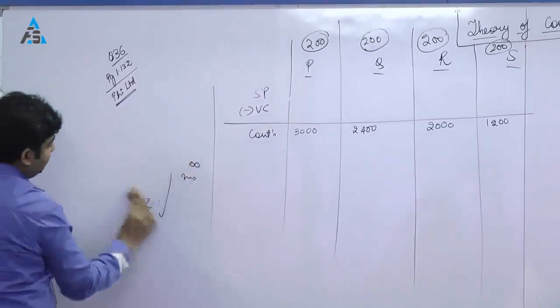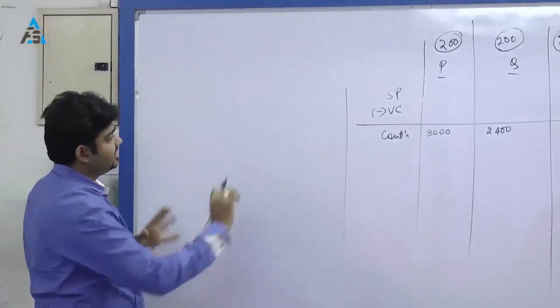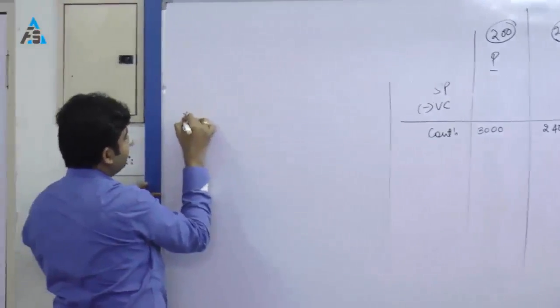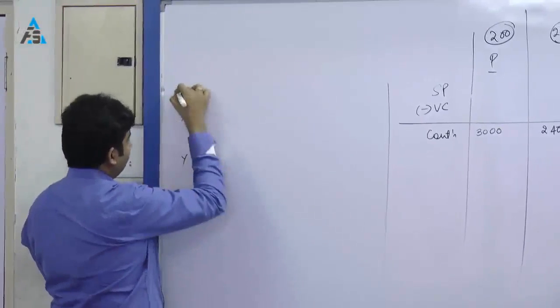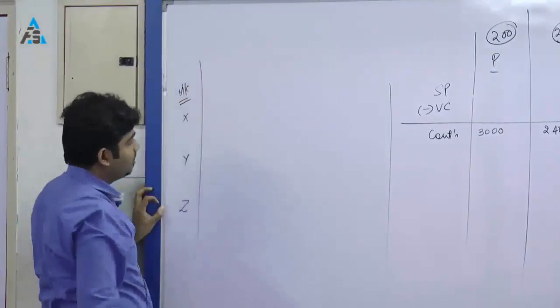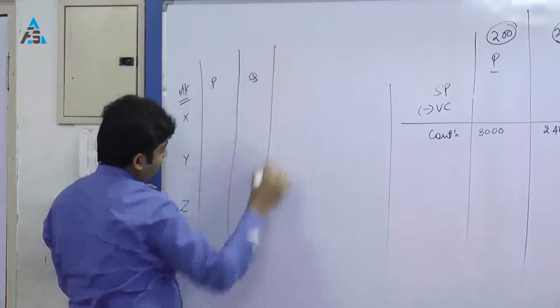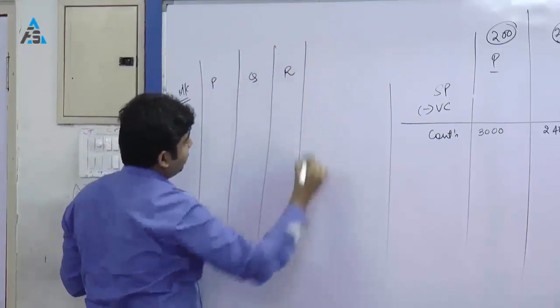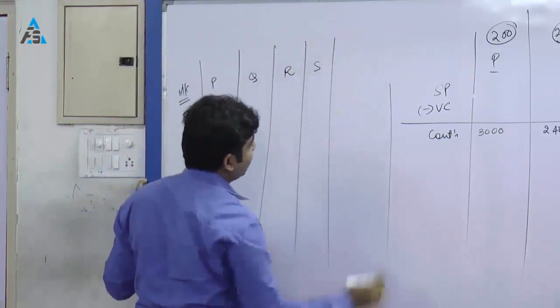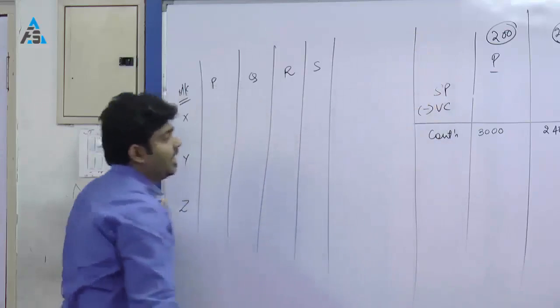Okay, so now let's find out what are the total hours required by the machine. See, I have three machines. I have machine X, I have machine Y, I have machine Z. Correct? Now, total P, Q, R and S. These are the four products which I have to make, and for that I have been stipulated certain X number of hours. So let's see.